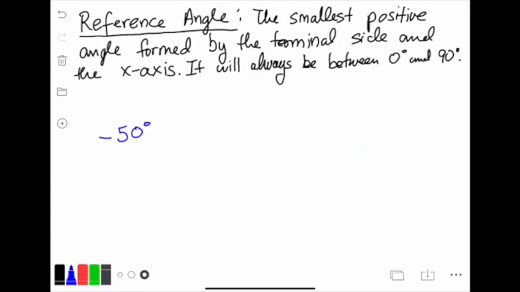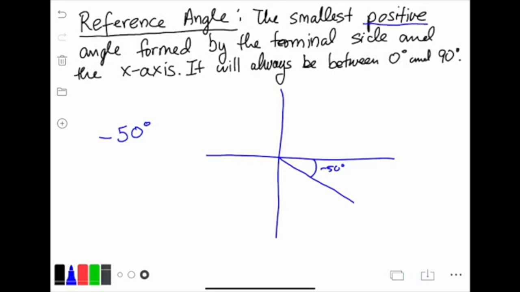Let's do one more. How about negative 50 degrees? So negative 50 degrees is in the fourth quadrant. This is negative 50 degrees. But this may seem a little confusing, but remember, the key word here is the smallest positive angle formed by the terminal side and the x-axis. So the reference angle to negative 50 degrees is actually 50 degrees, positive 50 degrees in this case.